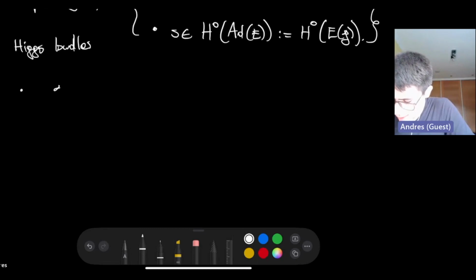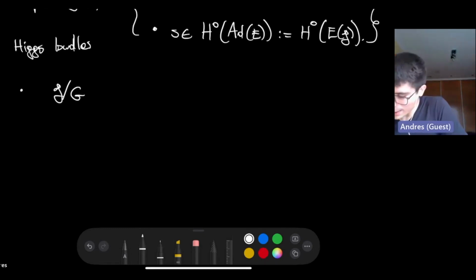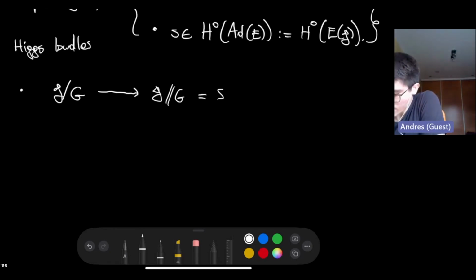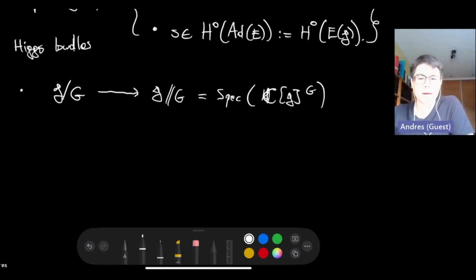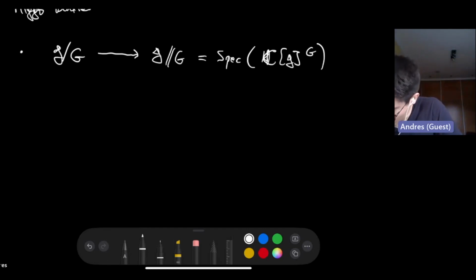So we're mapping into X mod G, or into G mod G. This is the stack quotient, but there's another way of computing a quotient, which is G mod G. This is the affine GIT quotient. This is just defined as Spec of, oops, I'm working over C, Spec of the ring of invariants, and there's a natural morphism from the stack into this affine GIT quotient. Okay, so let's just use functoriality.